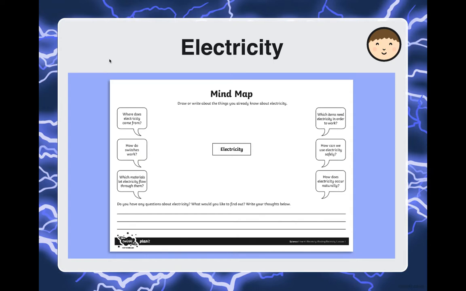So this is the mind map activity that we'll be doing, and that's where we ask all those questions about how electricity works. Where do we think it comes from? How do you think switches work? Which materials will let electricity flow through them? Which items need electricity in order to work? How can we use electricity safely? And how does electricity occur naturally? So I'd like you to draw or write about the things you already know about electricity. And these are questions just to use to brainstorm, to bounce off ideas.